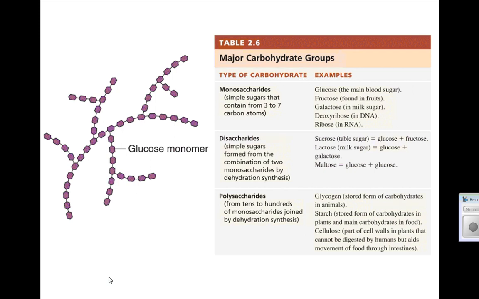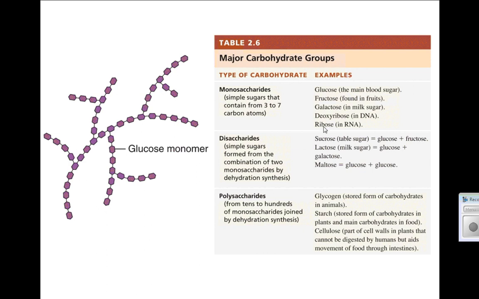Table 2.6 is from your textbook. It just lists off the various monos, dis, and polys, like we saw a couple slides ago: glucose, fructose, galactose. It even tells you where they're found and how we get them. When you describe your blood sugar, that's what glucose is. Blood glucose is another way to say blood sugar. Fructose is found in fruits, fructose, fruit.